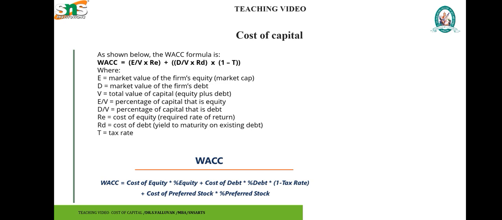So the formula is cost of equity multiplied by percentage of equity, plus cost of debt into percentage of debt into (1 minus tax rate), plus cost of preferred stock into percentage of preferred stock, which is an extended formula for WACC by adding the preference share capital.